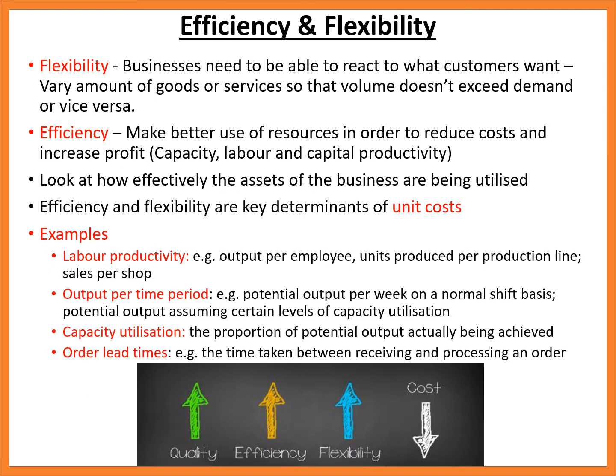So another objective is efficiency and flexibility. This is where businesses need to be able to react to what a customer wants, so vary the amounts of goods or services so that the volume doesn't exceed demand, or vice versa. Efficiency is making better use of resources in order to reduce costs and increase profit. So capacity, labor, and capital productivity, which are two areas we're going to be looking at next, look at how effectively the assets of the business are being utilized. So are we using enough machinery? Do we need all these warehouse spaces?